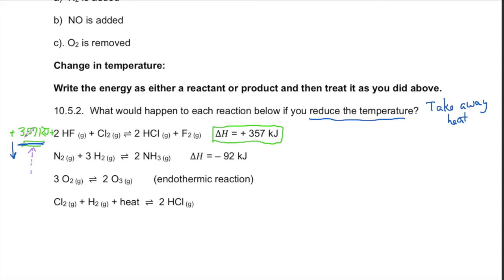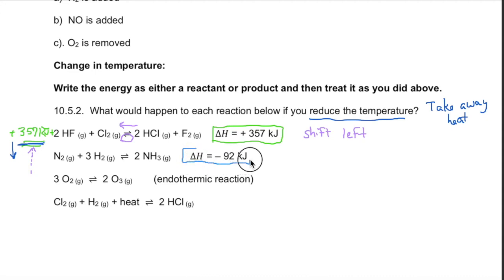The heat is on the reactant side, the left side of the reaction. So in order to make more, this reaction is going to have to shift to the left. Just as if you took away chlorine, or if you took away hydrogen fluoride, the reaction would have to shift left. If you take away heat, the reaction will also have to shift left here.